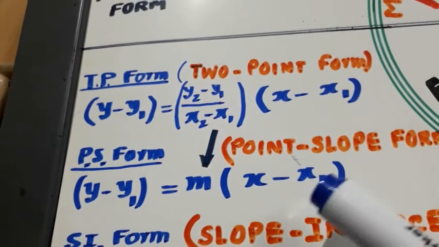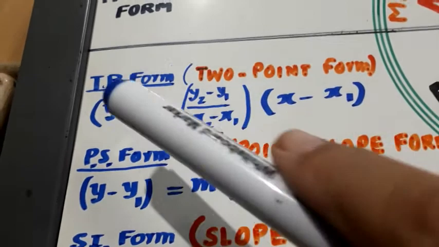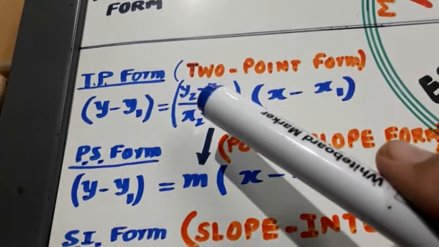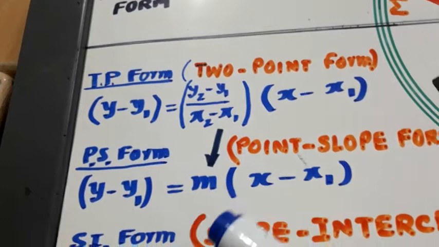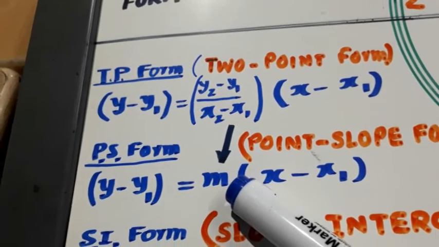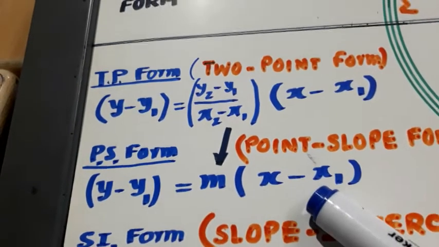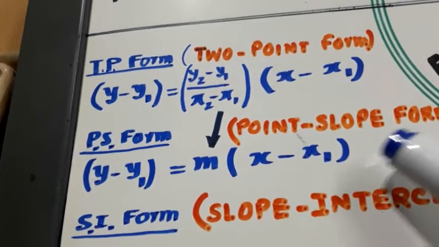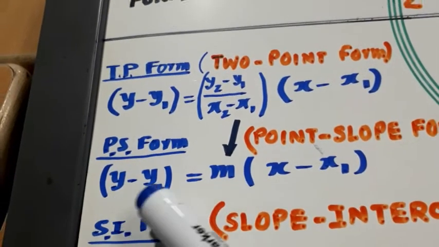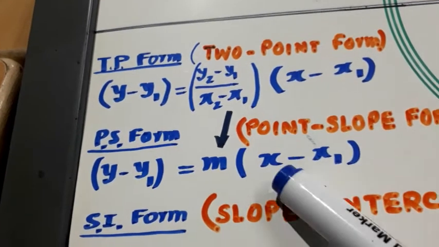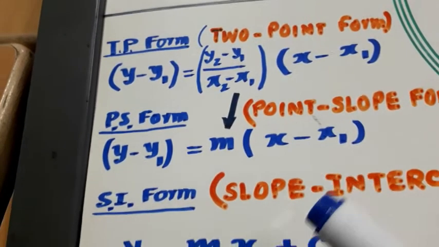However, in this case 1 point is there, in this case 2 points are there, and from 2 points we have found the slope, and here slope will be given to you, point is also given to you. That is why its name is point slope form. Y minus y1 is equal to m into x minus x1. This is the point slope form.